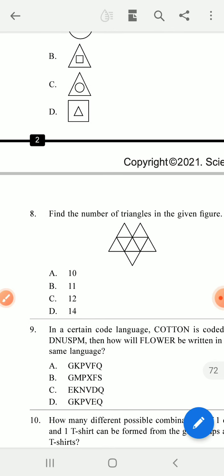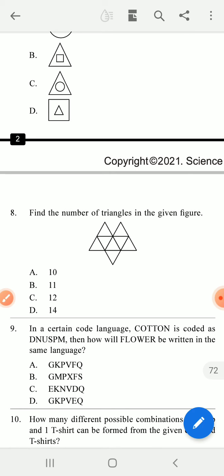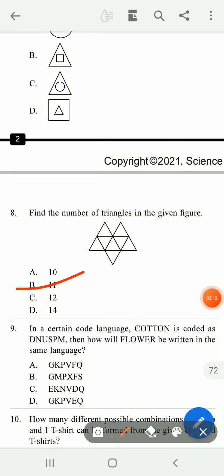Find the number of triangles in the given figure. Math number 8. 8B is the answer. 11 triangles are there.